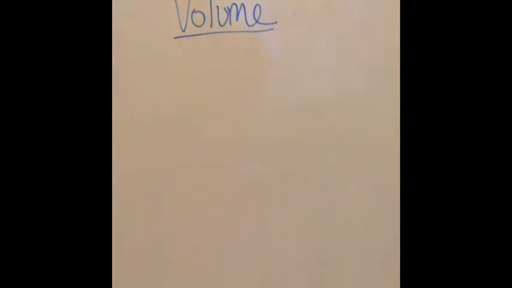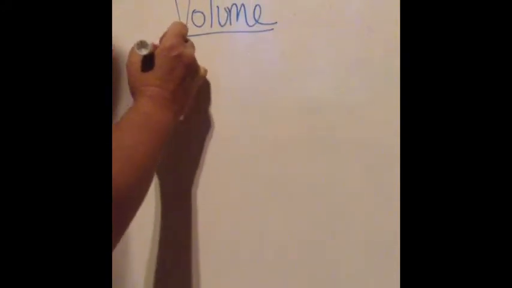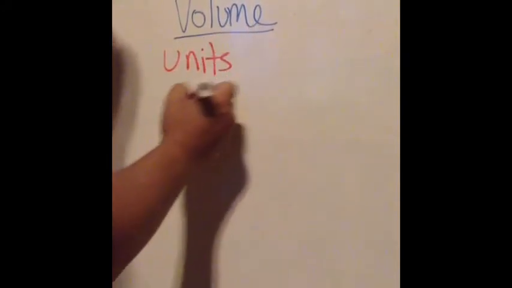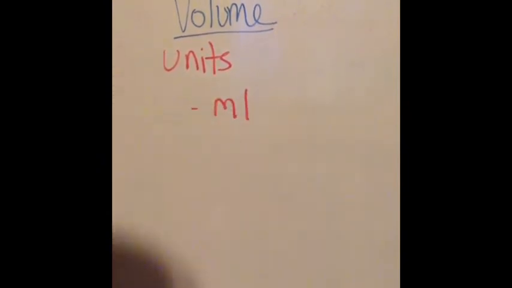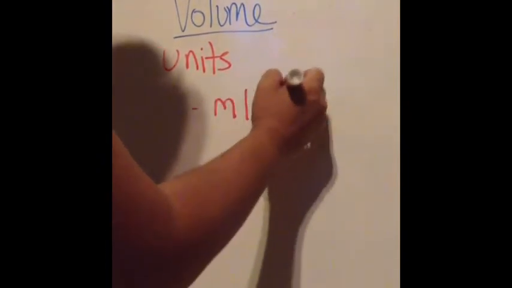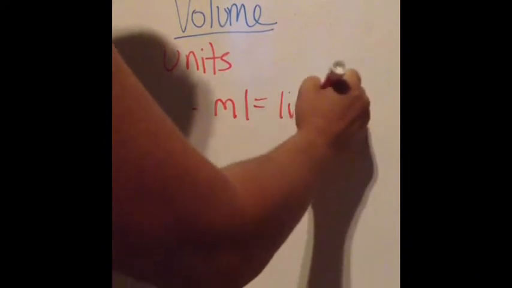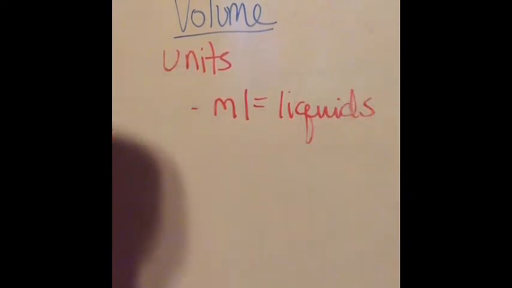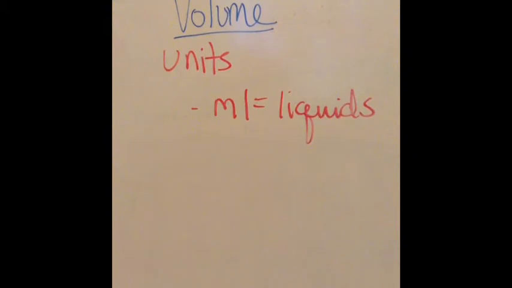Okay, before we talk about volume and what it is, I want to mention the units that you're going to use. Units for measuring volume include milliliters. You could use that for liquids. You look on a can of soda, it tells you how many milliliters of water or drink is in there, or any kind of bottle, like water bottles. They tell you how many milliliters of water is in there.